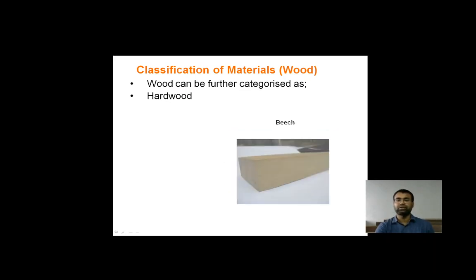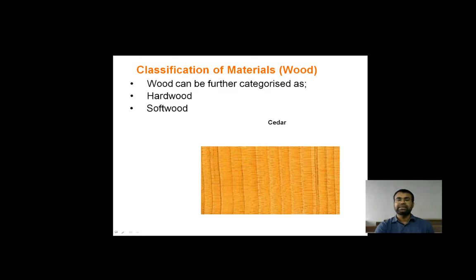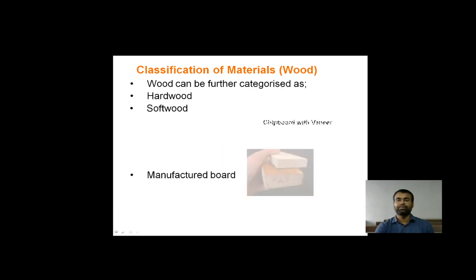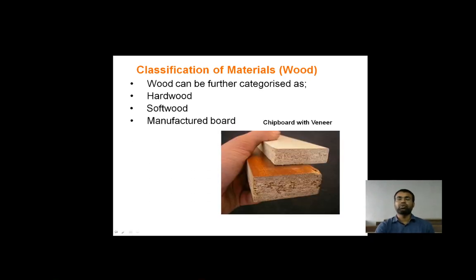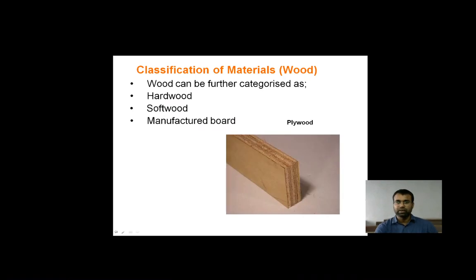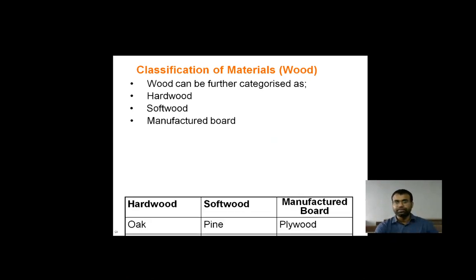This is ash, this is beech, cedar, a soft wood, and the manufactured board, as you can say, chipboard with vinyl. This is the kind of wood which is utilized for creating material. This table is made by these kinds of things. It is also known as plywood, as we talked about the plywood.